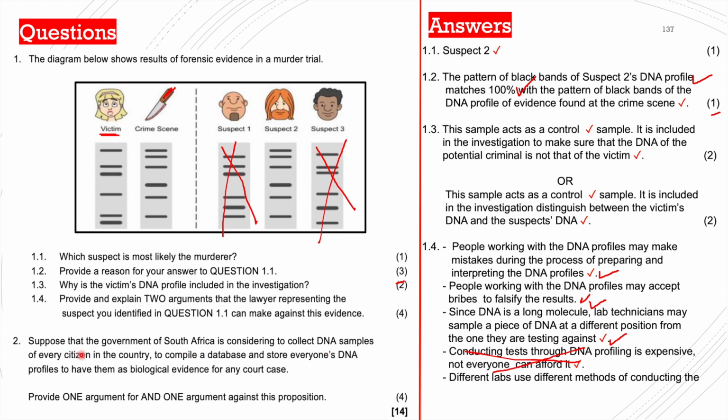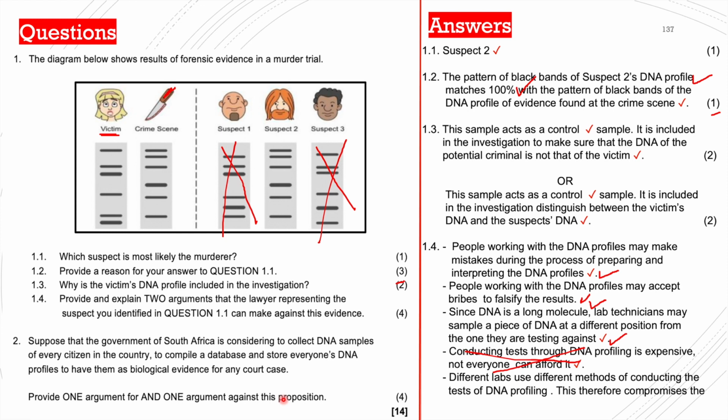And then let's look at the last question. Suppose that the government of South Africa is considering to collect DNA samples of every citizen in the country to compile a database and store everyone's DNA profile to have them as biological evidence for any court case. Provide one argument for and one argument against this proposition.